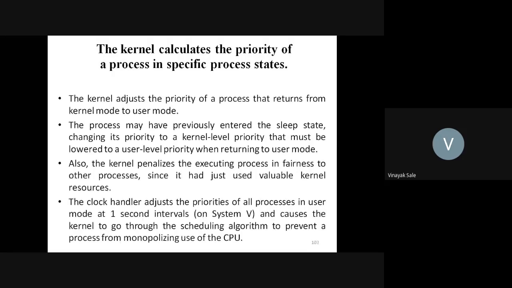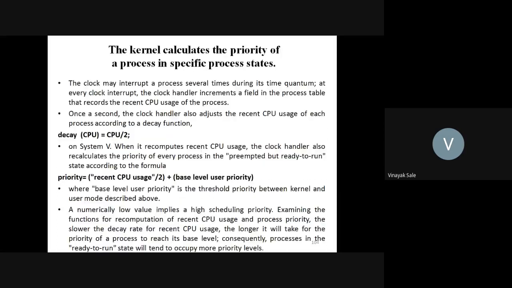The clock handler adjusts the priorities of all processes in user mode at 1 second intervals on System V and causes the kernel to go through the scheduling algorithm to prevent a process from monopolizing use of the CPU. The clock may interrupt a process several times during its time quantum.